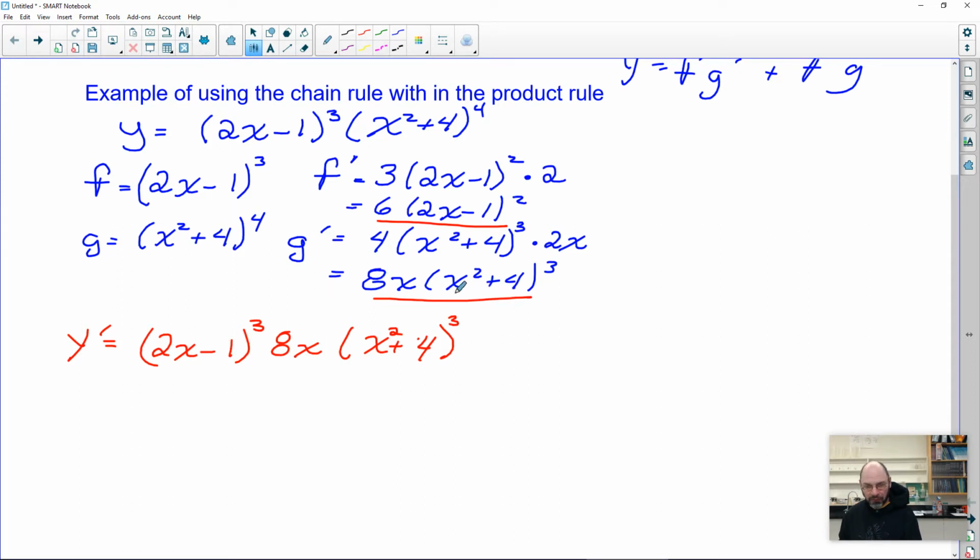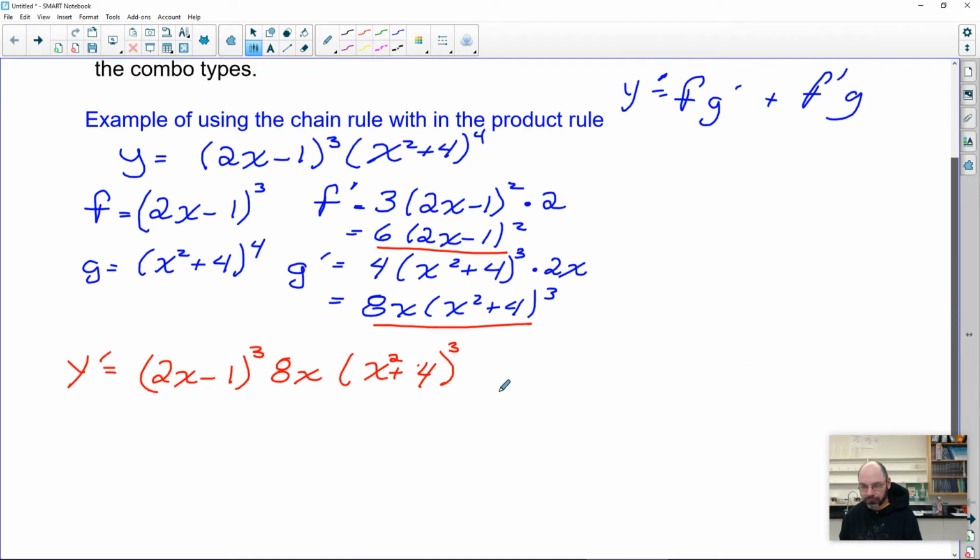Okay, so here we go. We've got that in there for g prime. Let's make sure I typed it in right. Okay, good. And then plus f prime g. Just make sure we can see that. Plus f prime, which is this 6x, or 6 times (2x minus 1) squared, times g, which is the original one right here, (x squared plus 4) to the power of 4.